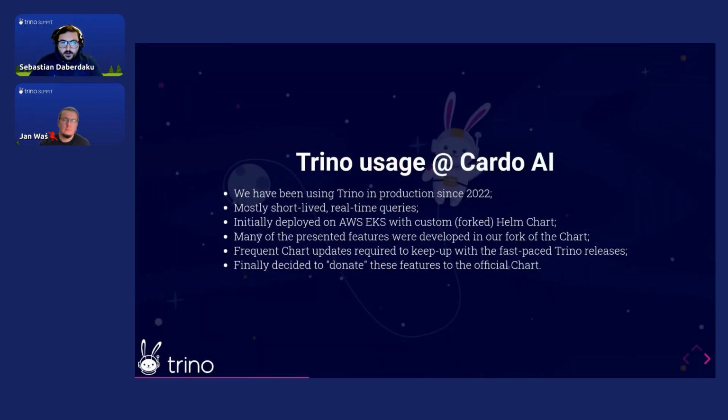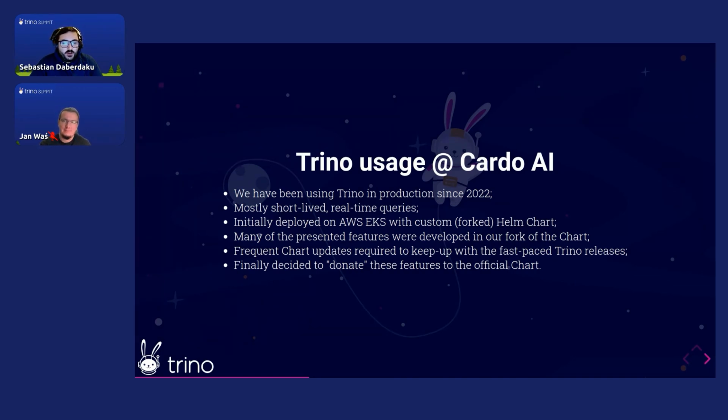At Cardo AI, we are running Trino on AWS EKS, which is mainly used by our structured finance software as a service suite for running analytical queries on mostly pre-aggregated data. The queries are generally short-lived. What I mean by short-lived is most of them run in under 1 second. All right, so this is our target use case, let's say. And they're used in real time to populate our front-end applications.